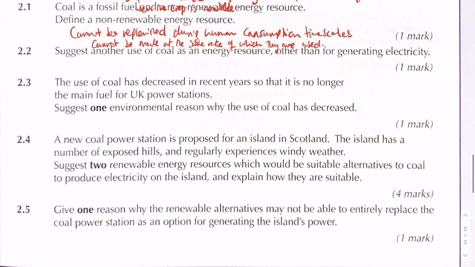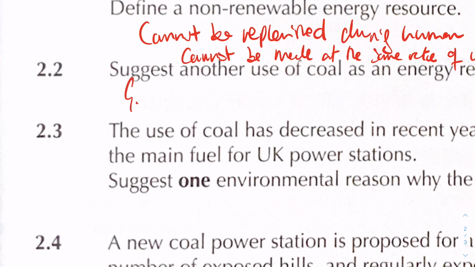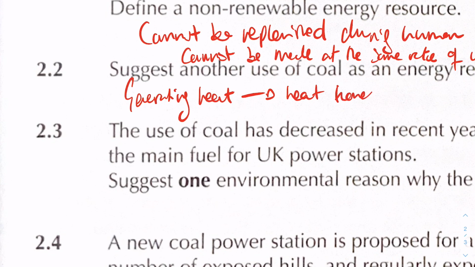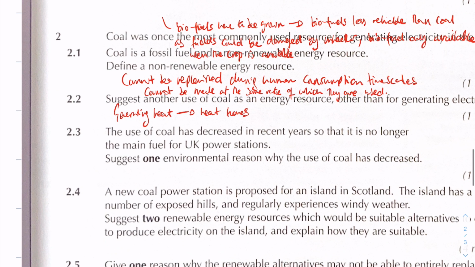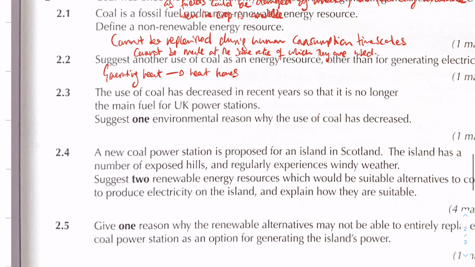So suggest another use of coal as an energy resource other than for generating electricity. Generating heat. Let's go with that. To heat homes. Because we use sort of mostly gas for that, or sometimes electricity.